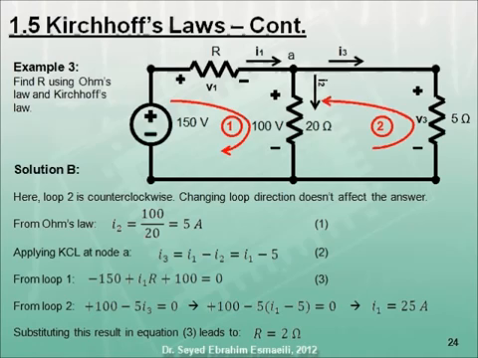Changing the direction of the loop will result in the same equation, but multiplied by a factor of -1. Since voltage drops in the clockwise direction are now voltage rises in the counterclockwise direction. However, changing the direction of the loop doesn't affect our answer. R is still equal to 2 ohms.